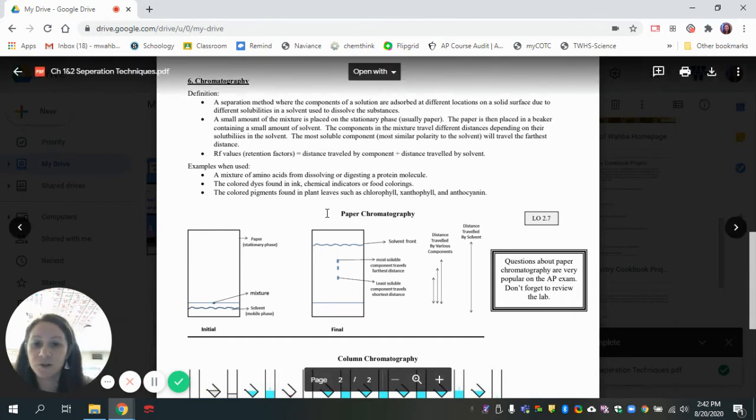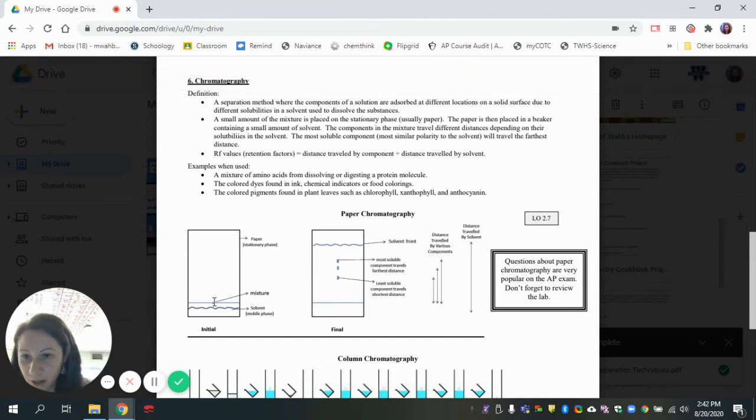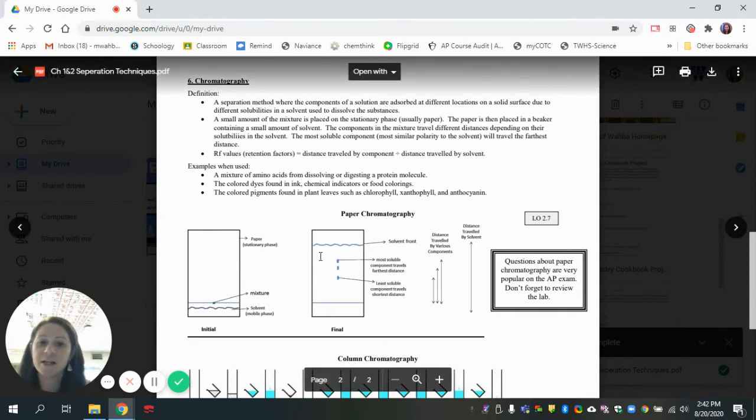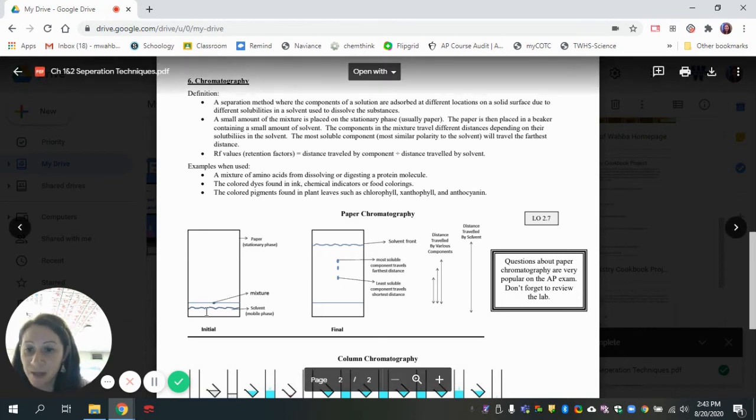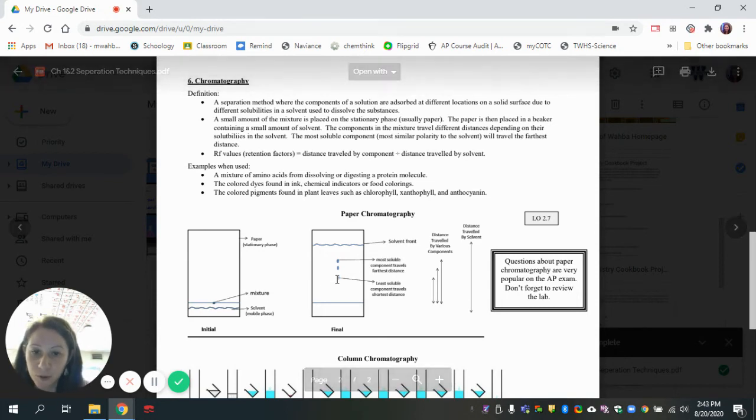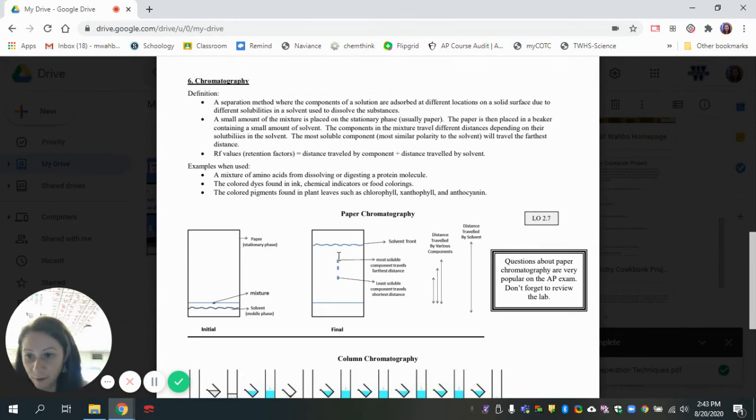And so if you look at this here, this is initial. So there's where I spotted my mixture, and there's the solvent, which is the mobile phase. This is the paper, which is called the stationary phase. And after you put this in your chamber with the mobile phase, after it develops, this is the chromatogram that you get. A chromatogram is the piece of paper after it develops. So it looks like this was a mixture of 3 components, because you can see 3 different spots now.